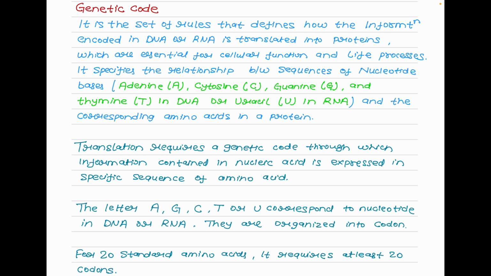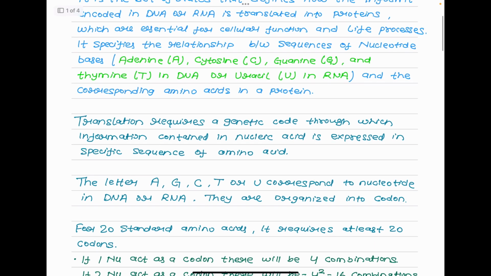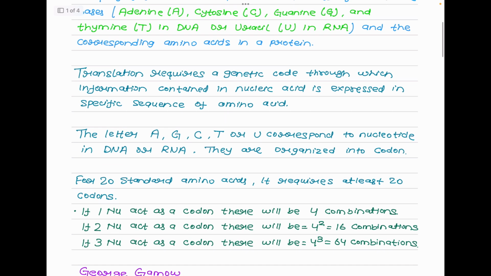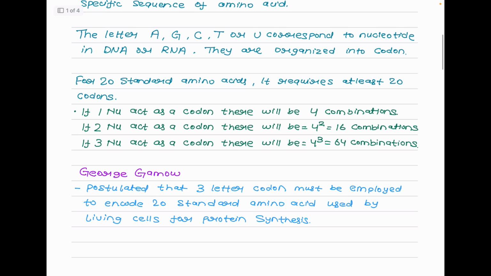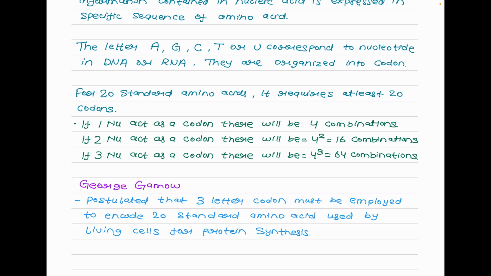They combine in groups of 3 to form codons, each of which corresponds to one of the 20 standard amino acids required for protein synthesis. With 64 possible codons, it is clear that there are more codons than amino acids, which introduces us to the concept of degeneracy in the genetic code. The concept of the genetic code was postulated by George Gamow, who proposed the idea of a triplet code, setting the foundation for our current understanding of how genetic information is translated.